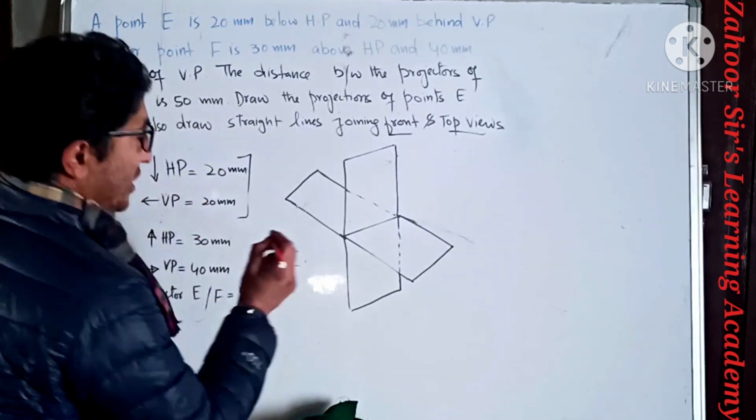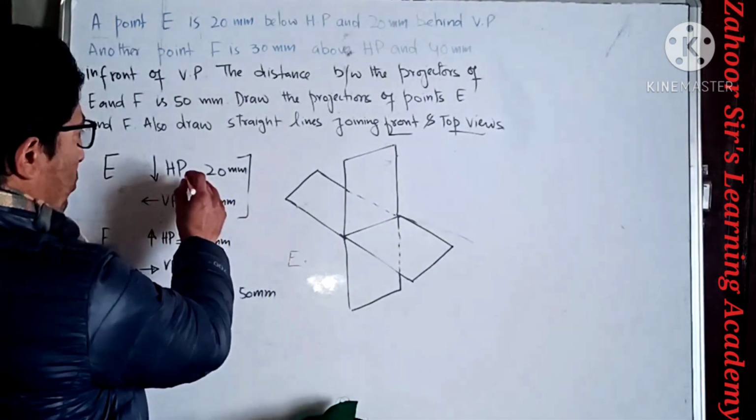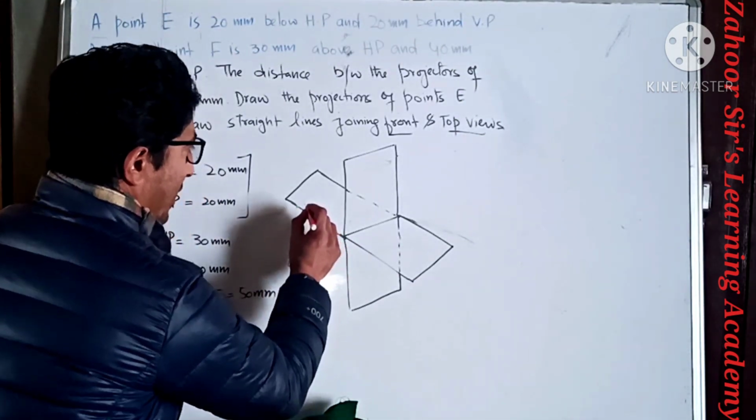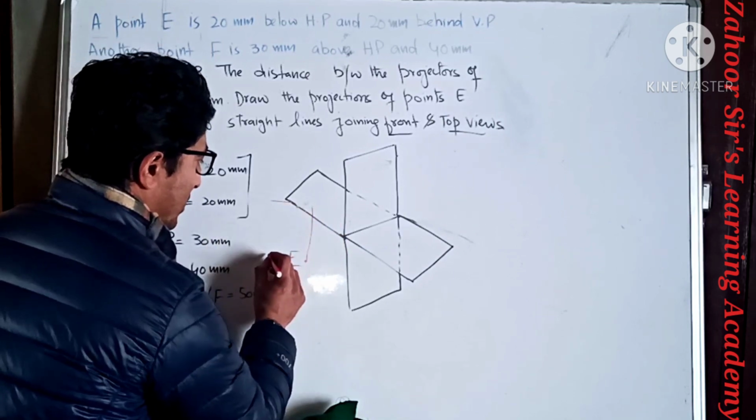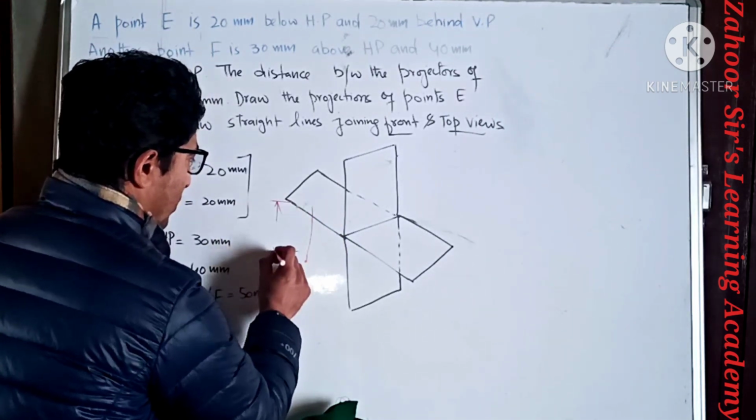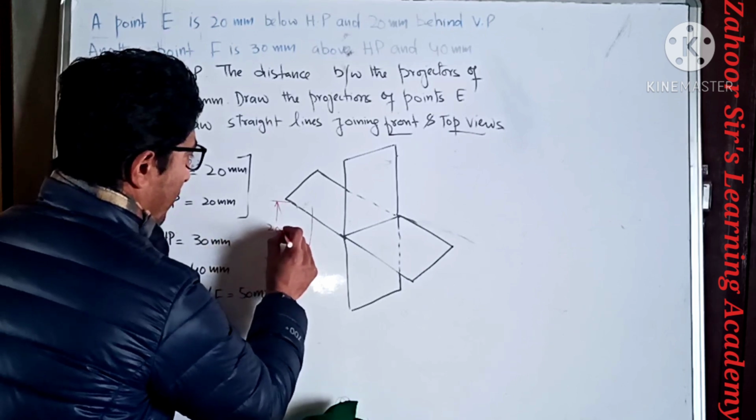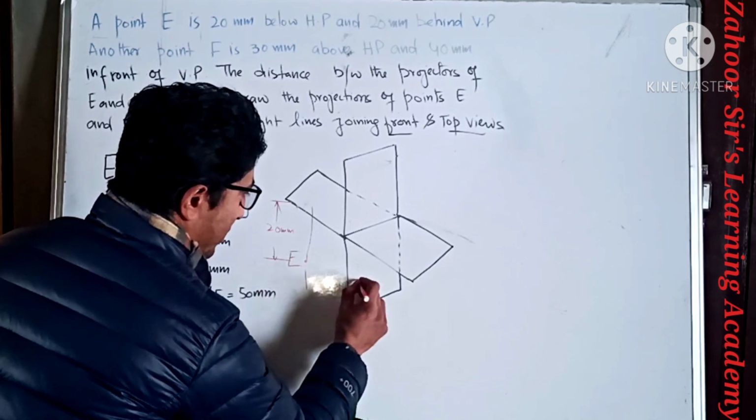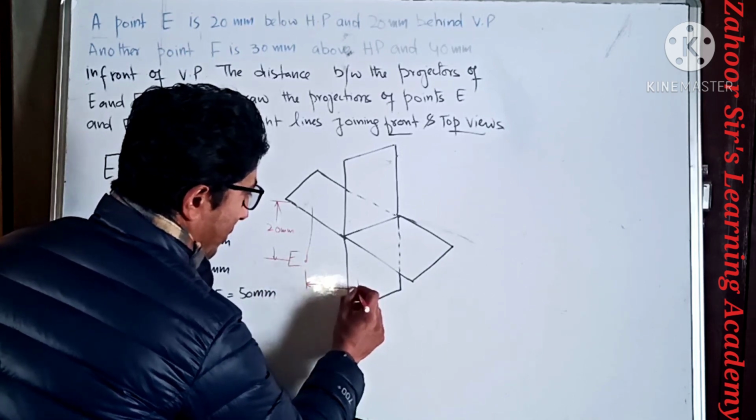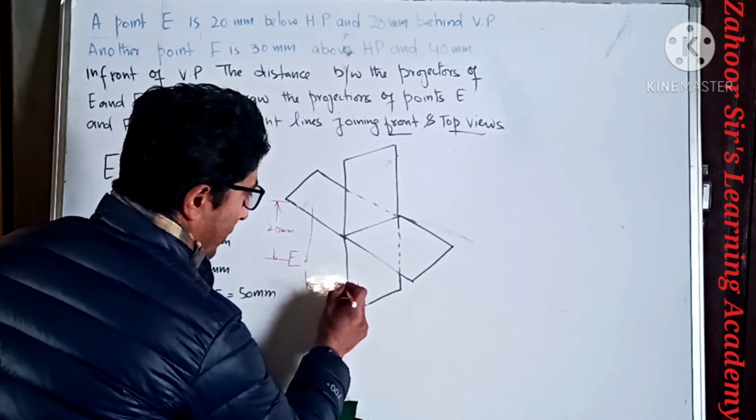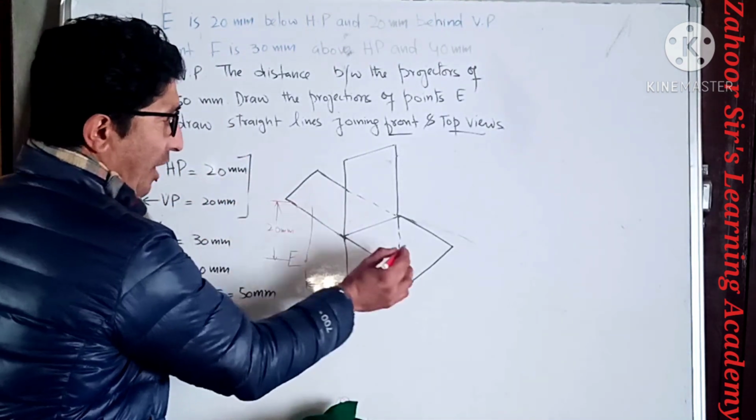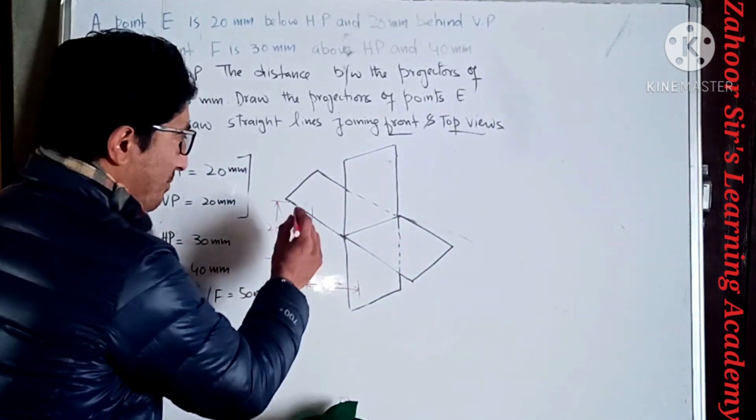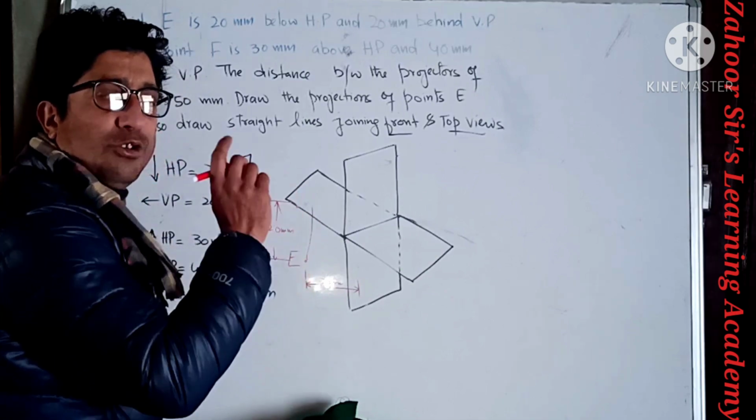So this is point E, which is in the third quadrant, and the question says it is below HP. From this point to this point, it is 20 mm below, and from this point to this point, it is again 20 mm from VP. We have to assume that these quadrants are transparent, so the top view is always on the HP.